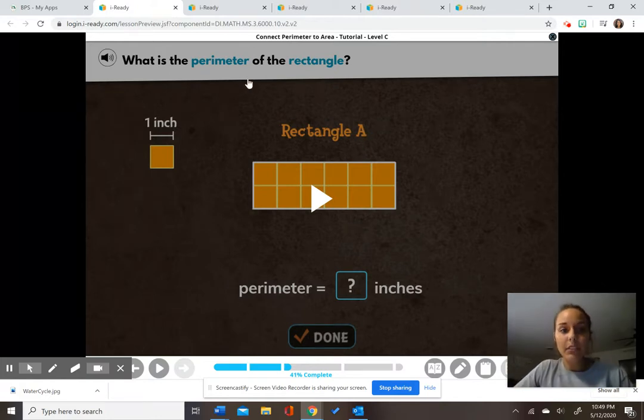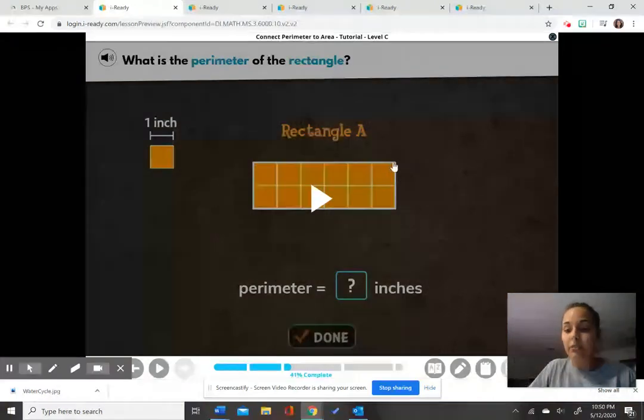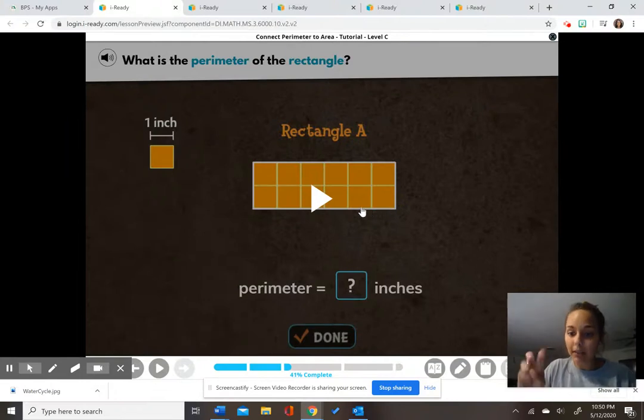So when it asks for the perimeter of the rectangle, easily your mind, like mine, probably goes directly to area, and you're like, oh, it looks like there's 6 and 6, so it's probably 12, but that's the area. That's how many squares there are. I don't want that. I want to actually walk around the outside. I want to know how many blocks I'm going.